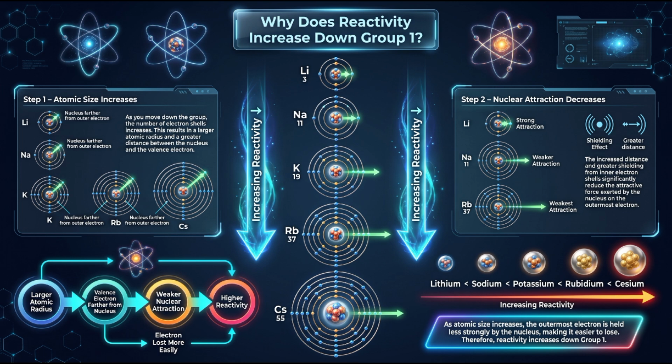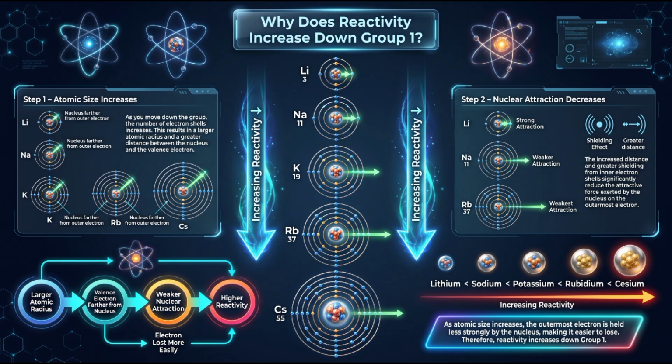under inert atmospheres. It is important to understand that reactivity is not increasing because the atoms contain more electrons. Instead, reactivity increases because the outermost electron is held less tightly. The increase in atomic size and shielding outweighs the increase in nuclear charge, making electron removal progressively easier.